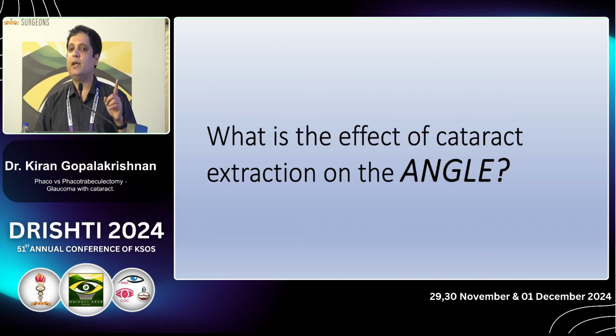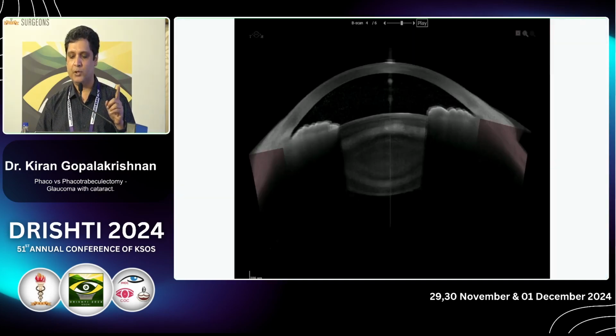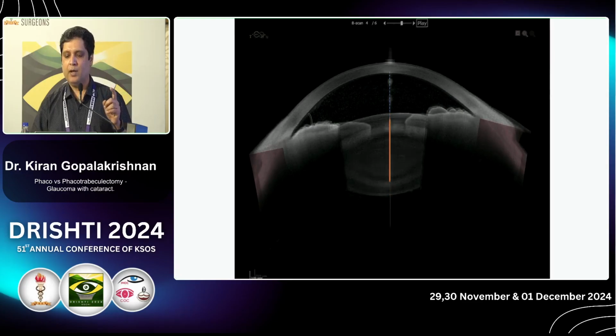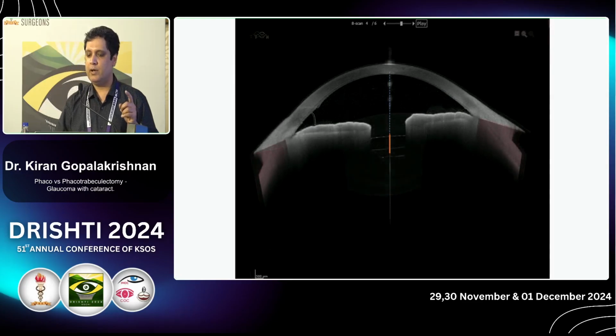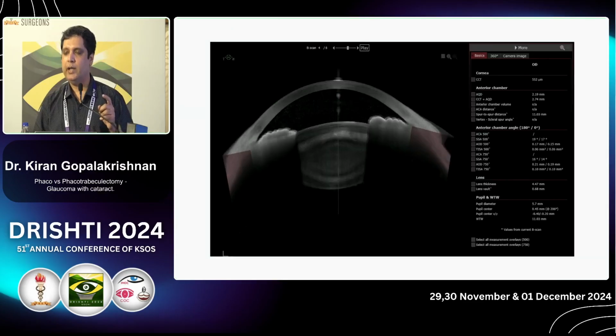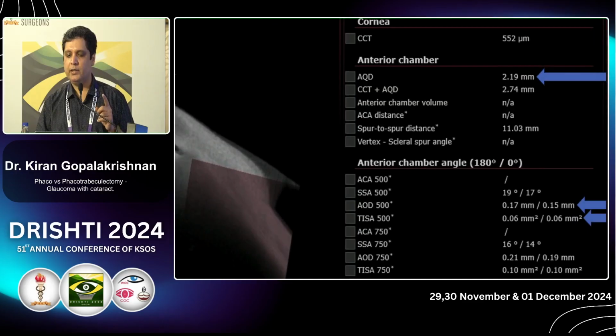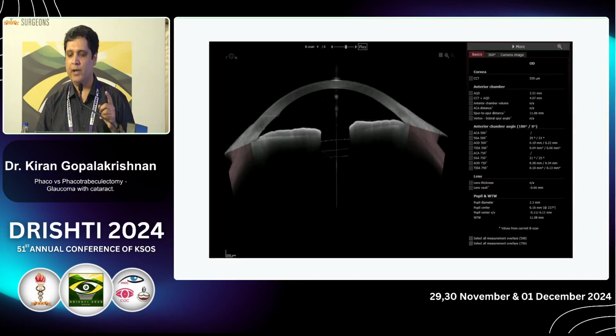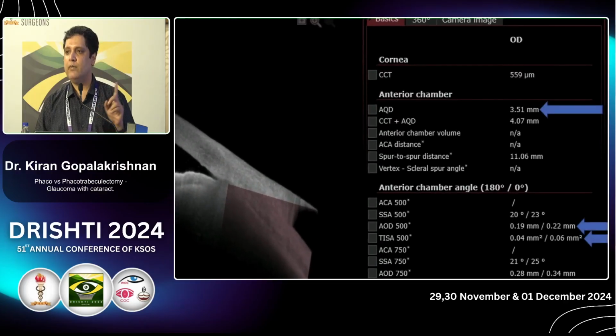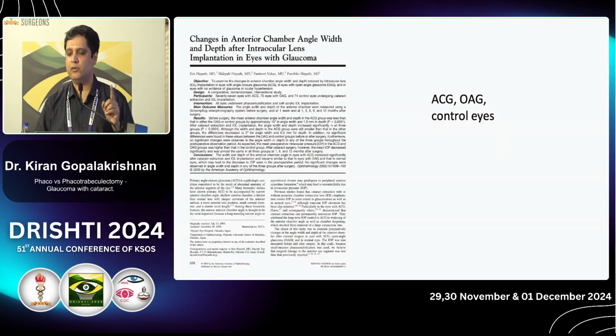What is the effect of cataract extraction on the angle of the eye? So this is an eye with angle closure glaucoma, already PI done. See the thick lens, the anterior chamber depth and the angle. Once you replace that thick lens with the thin intraocular lens, you can see the chamber deepening and the angle widening. The nerds in the audience can look at these pre-op values, anterior chamber depth, AOD, TISA, all of which are markers of angle. You find that post-operatively, even after a PI had already been done, once you perform a cataract surgery, these values undergo a significant transformation.